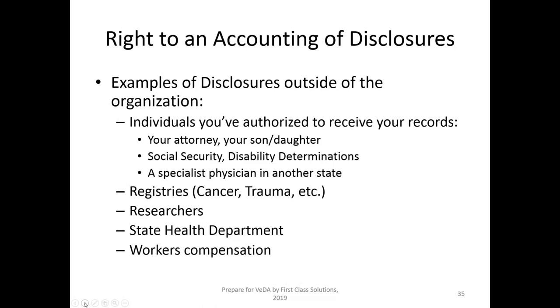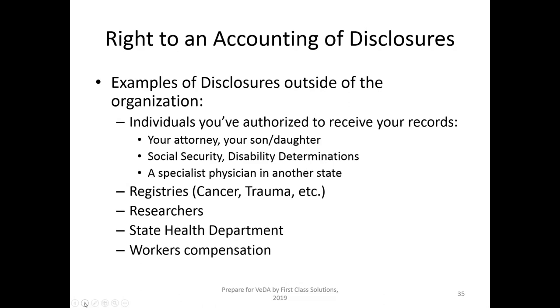There may be authorized research studies where researchers are looking at the treatments that were provided and the causes that may have created a condition that's being assessed for research purposes. Those researchers go through a process in the organization to be authorized to collect data from records. The state health department may periodically do inspections or request information from healthcare organizations. Workers' comp may also collect information on an individual who was injured at their work site. So these are examples of disclosures that might occur outside of the organization.